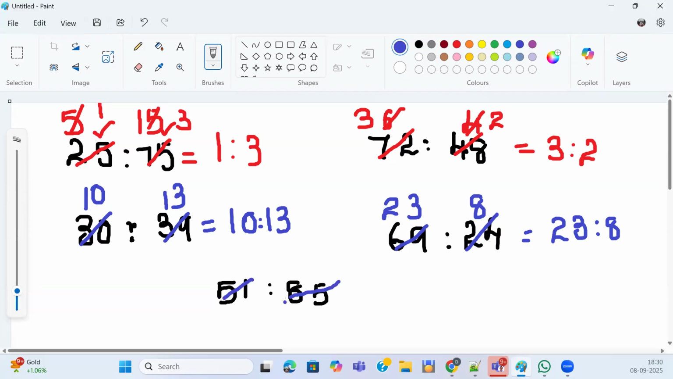Next, 51 and 85, right? If you know the tables, you can get it easily. See 17 tables. 17 threes are 51. 17 fives are 85. So the answer is 3 is to 5. Are you clear, everyone? Understood? Yes, sir.